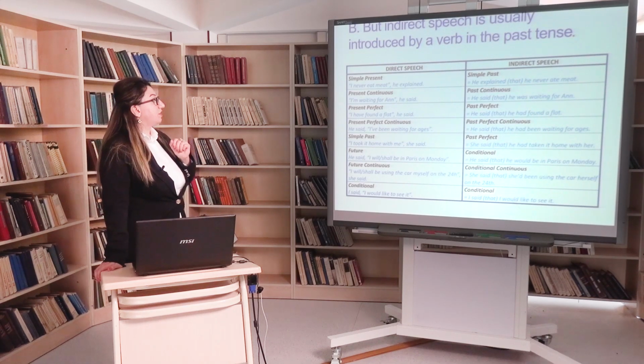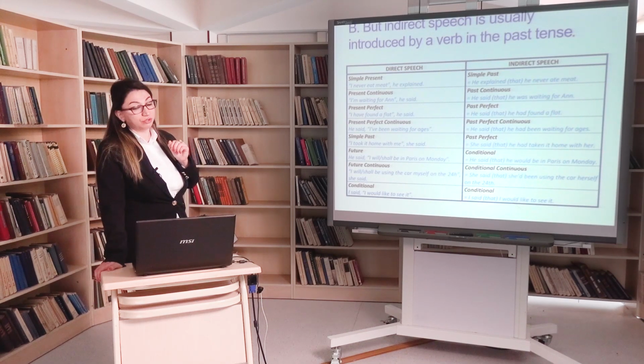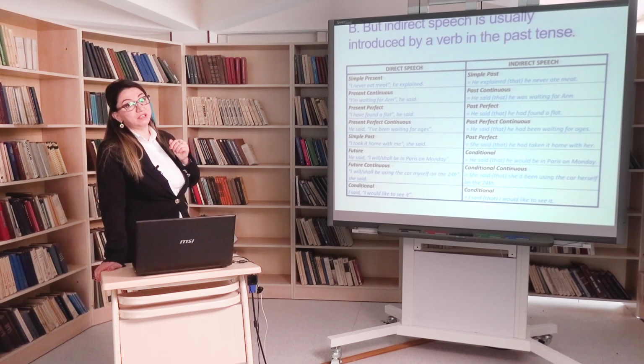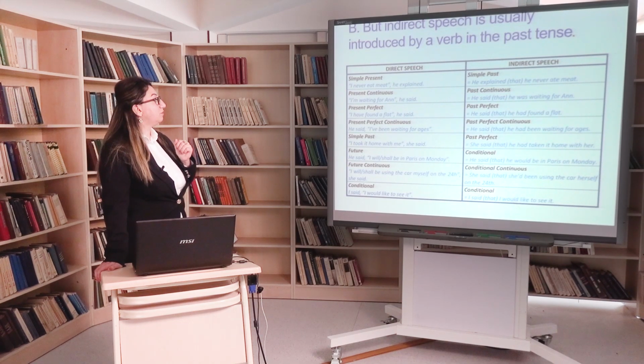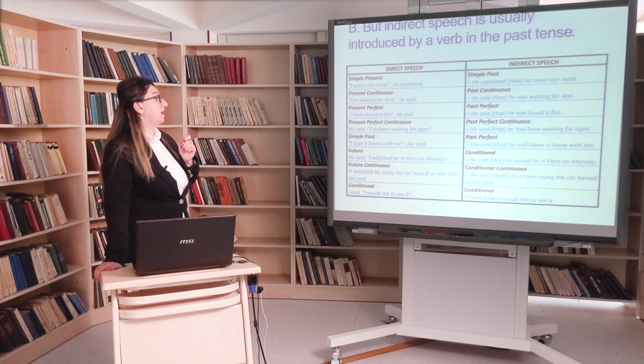And next, the present continuous. Present continuous can change into past continuous in indirect speech. "I am waiting for Anne," he said. He said that he was waiting for Anne. Next one is the present perfect. Present perfect is changed to past perfect. For example, "I have found a flat," he said. He said that he had found a flat.